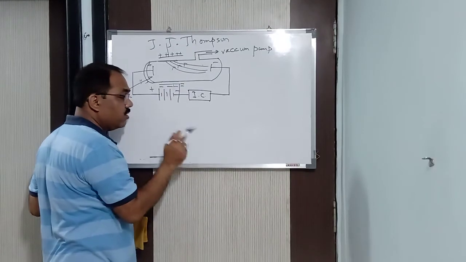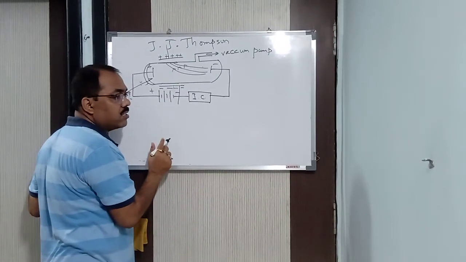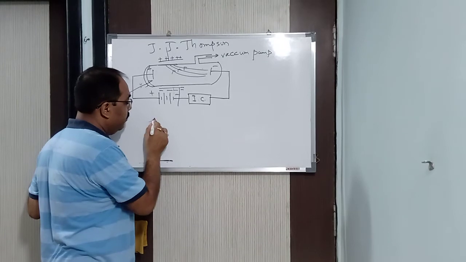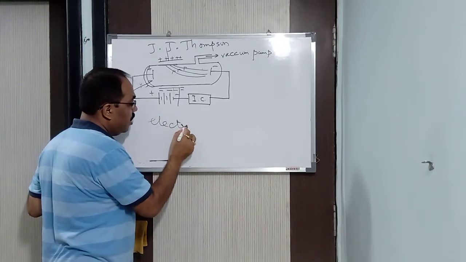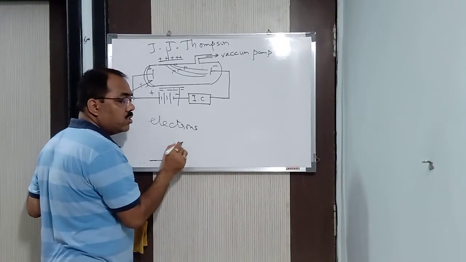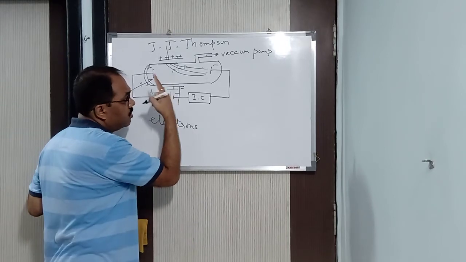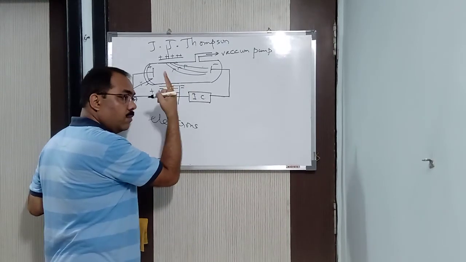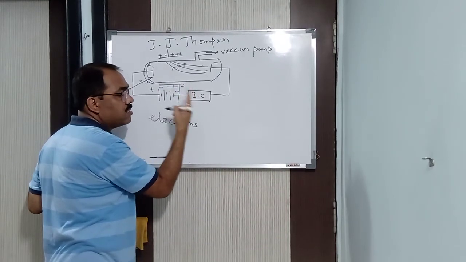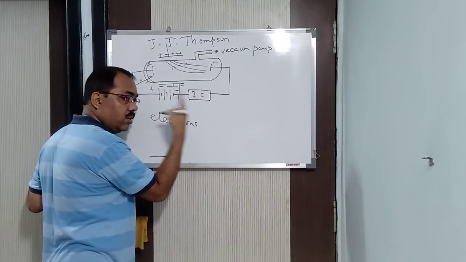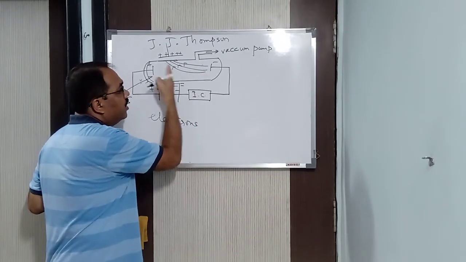So hence it was proved that cathode rays consist of negatively charged particles, and they were named electrons. But let me tell you, the name electrons was not given by Thomson. Thomson discovered the cathode rays. Thomson showed us that cathode rays consist of negatively charged particles. Understood or not? Because the rays got deflected towards the positive plate.